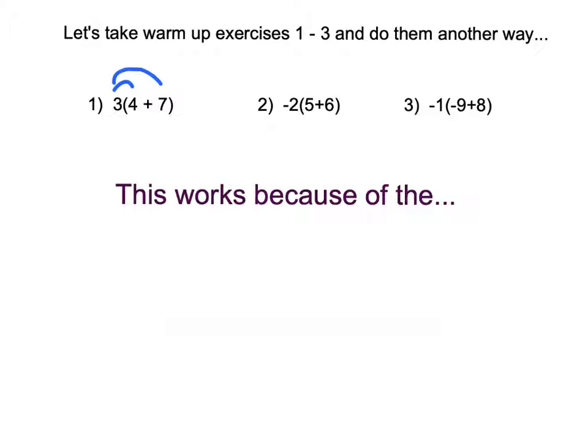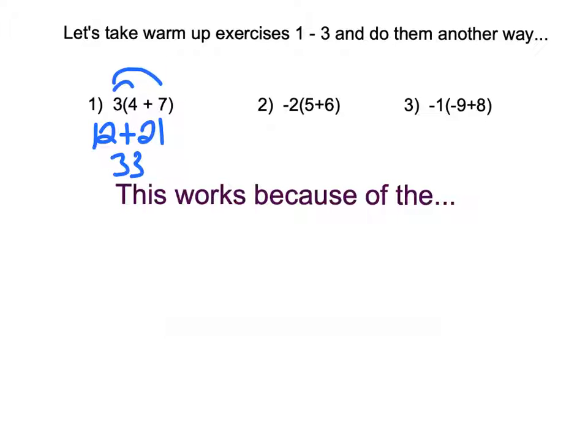So 3 times 4 is 12. And then I will add to that the 3 times 7, which is 21. 21 plus 12 is 33, which is the same answer we got doing it using the order of operations.